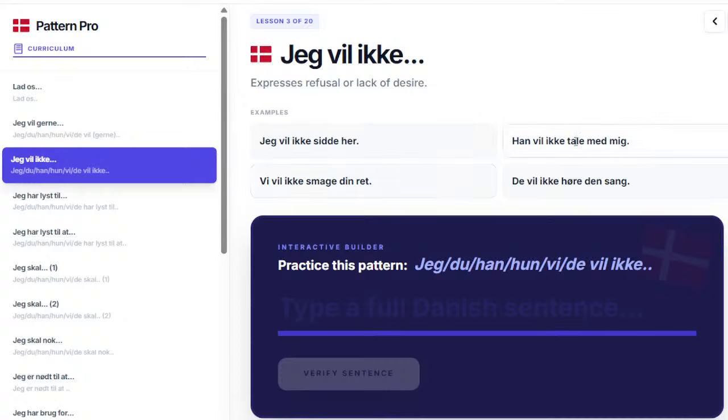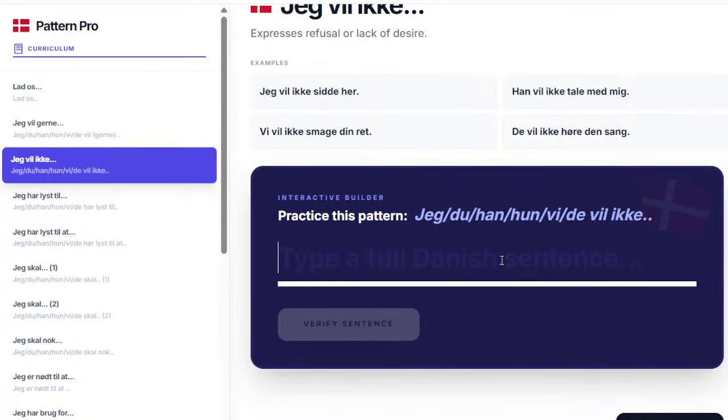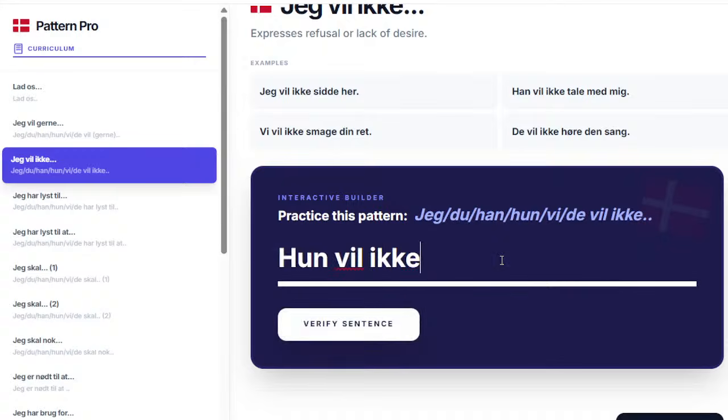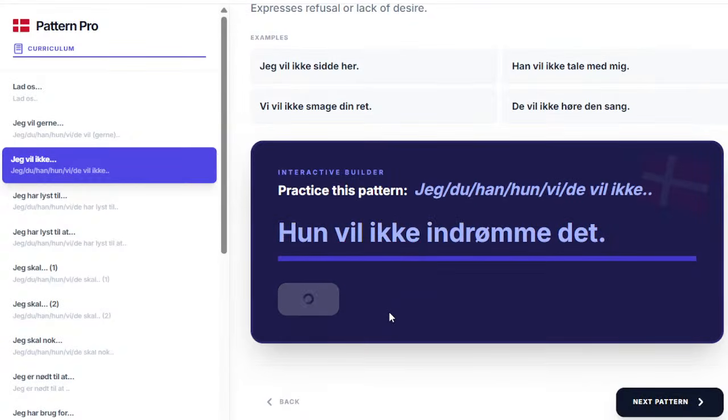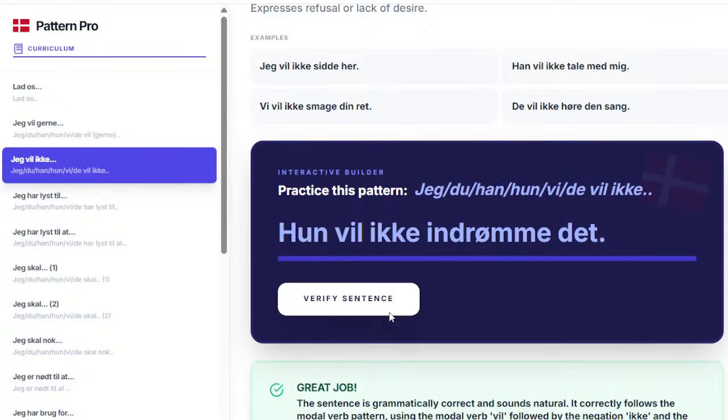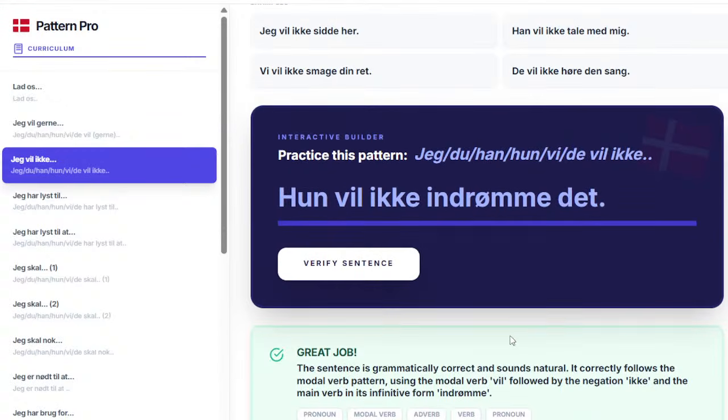Han vil ikke tale med mig. He doesn't want to talk to me. De vil ikke høre den sang. They don't want to hear that song. Vil ikke. Hun vil ikke indrømme det. Understand? She doesn't want to admit it.